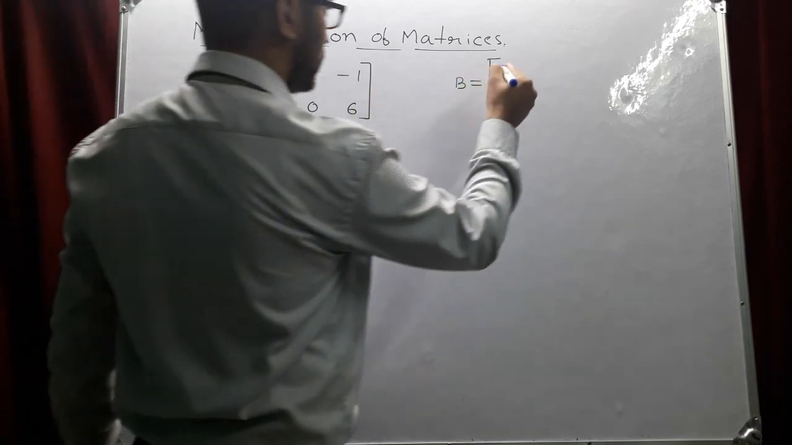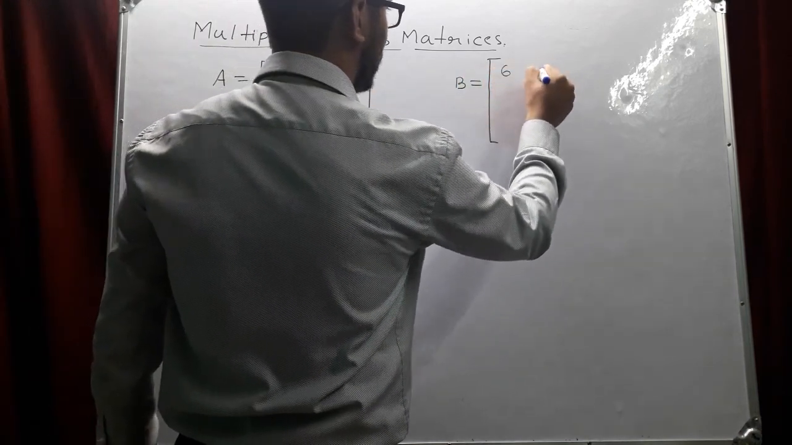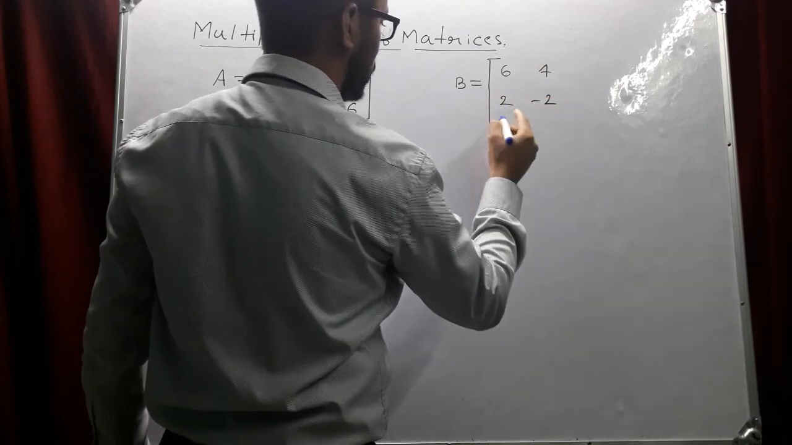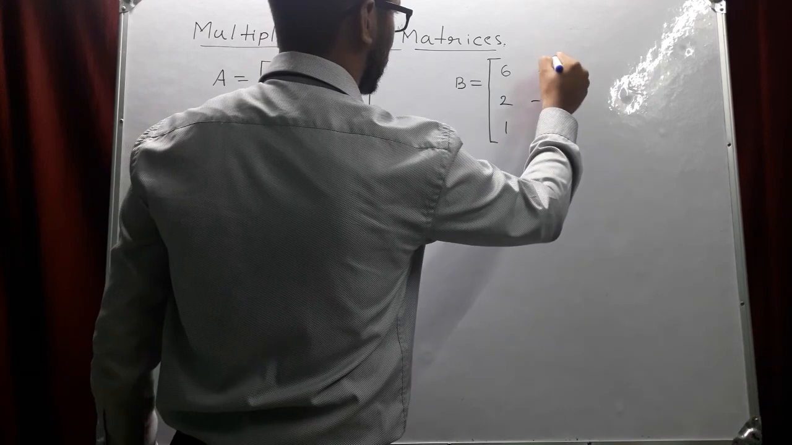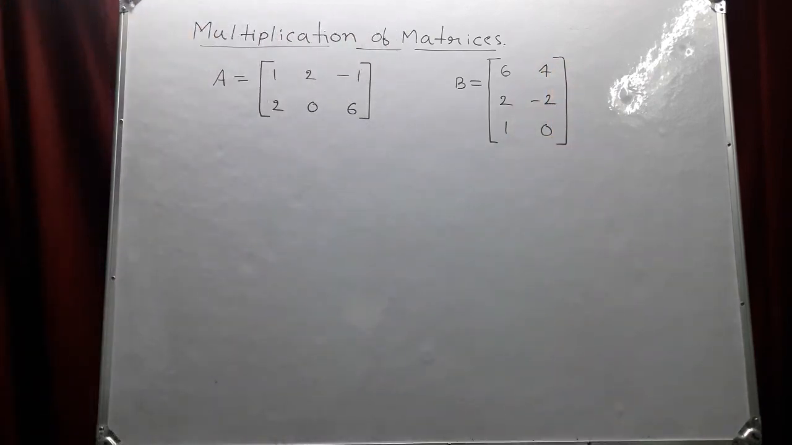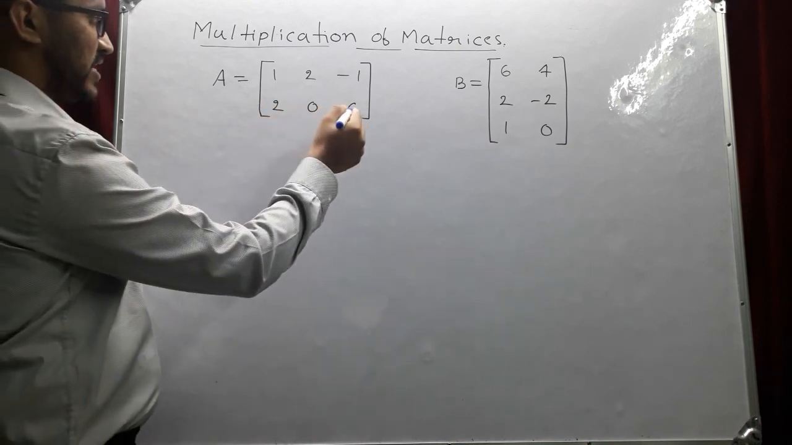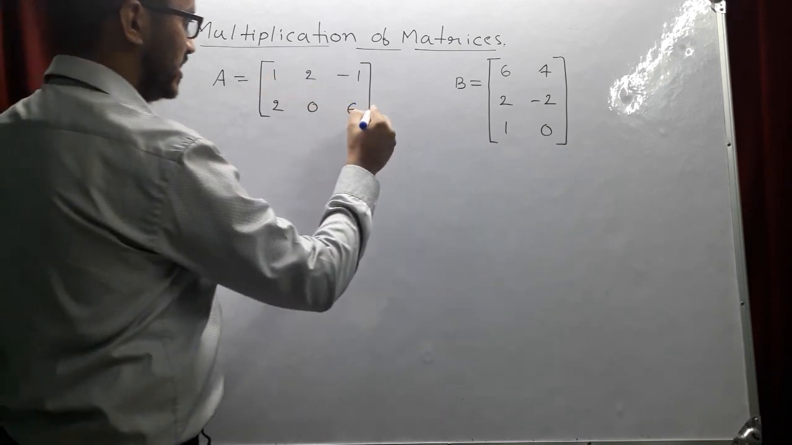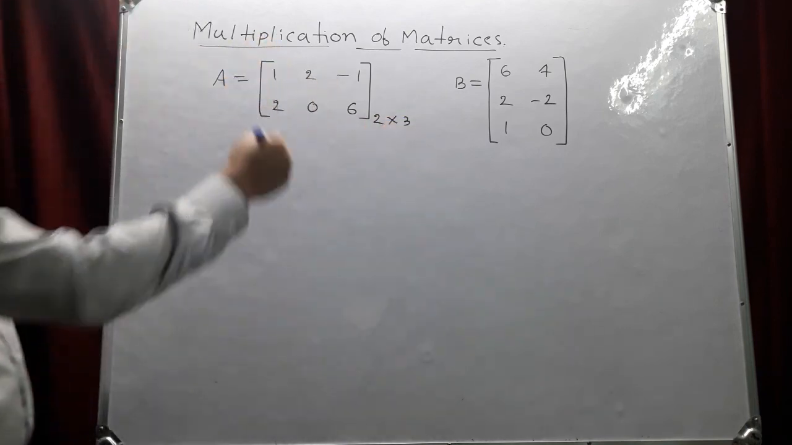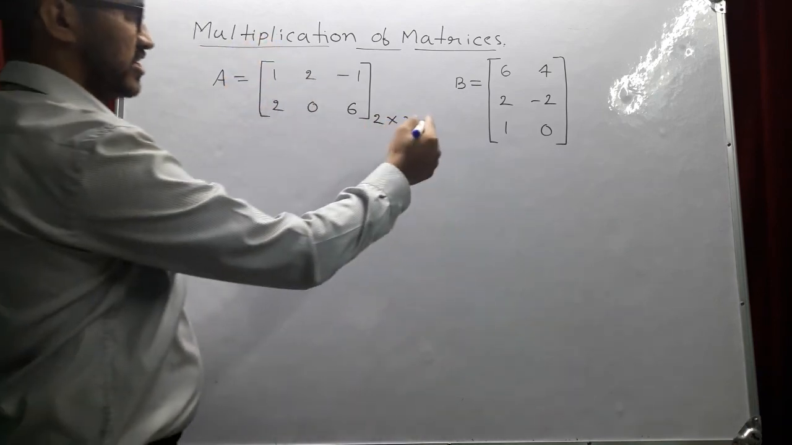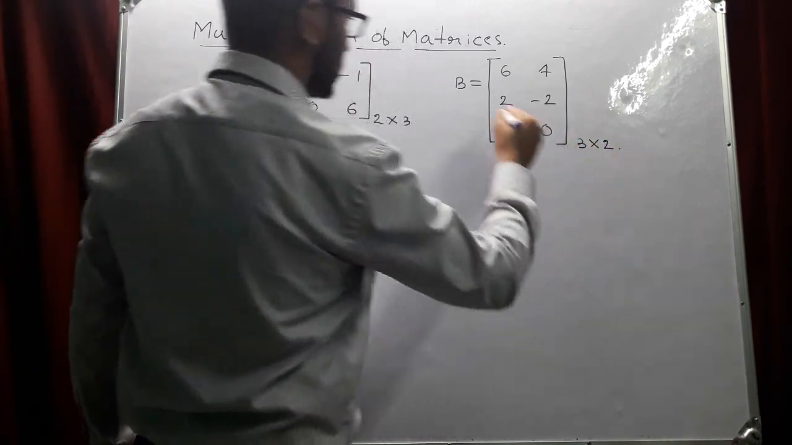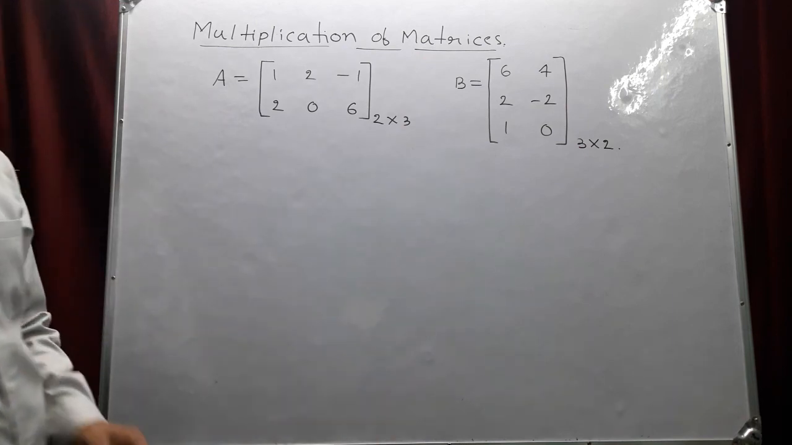B is equals to [6, 4; 2, -2; 1, 0]. So we have two matrices A and B. The order of the matrix A is 2 by 3, since 2 rows, 3 columns. The order of the matrix B is 3 by 2, 3 rows and 2 columns.